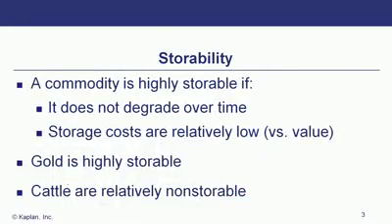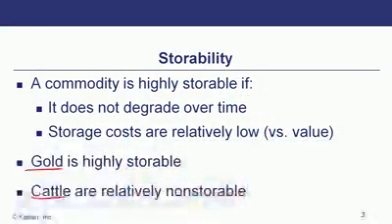So storability. The storability of these commodities is going to be important. It's highly storable if it doesn't degrade over time and the storage cost is relatively low. So gold is storable. It's small, compact. Its size-to-value ratio is going to be really low, or value to weight is going to be high. So it doesn't degrade over time, which is why we like gold, I think.